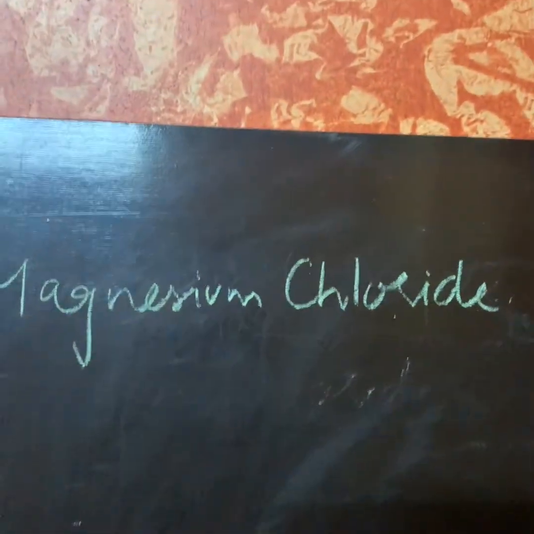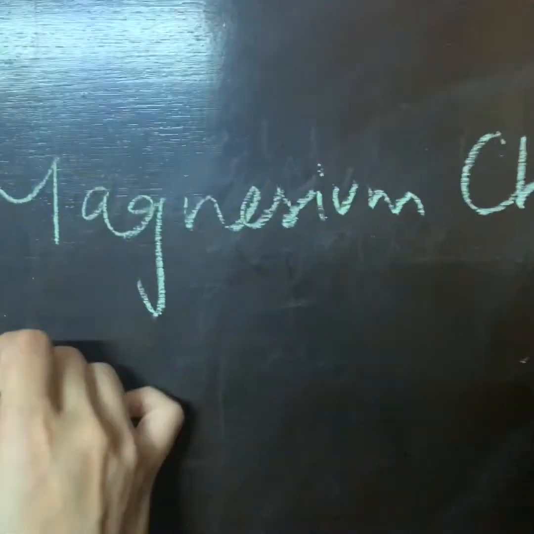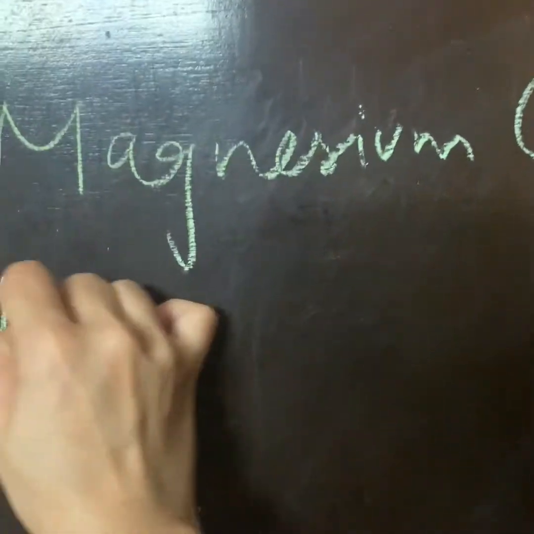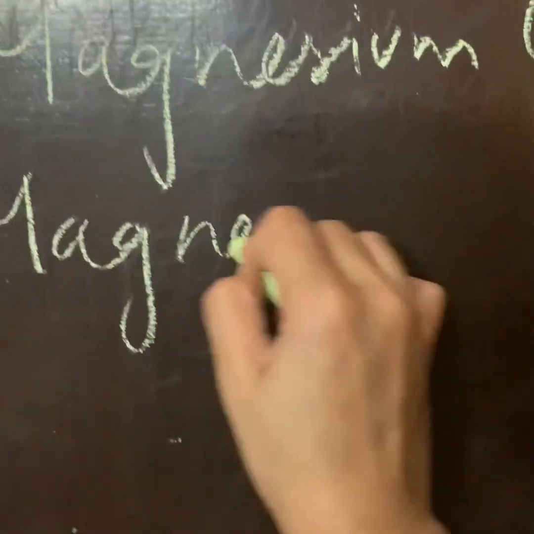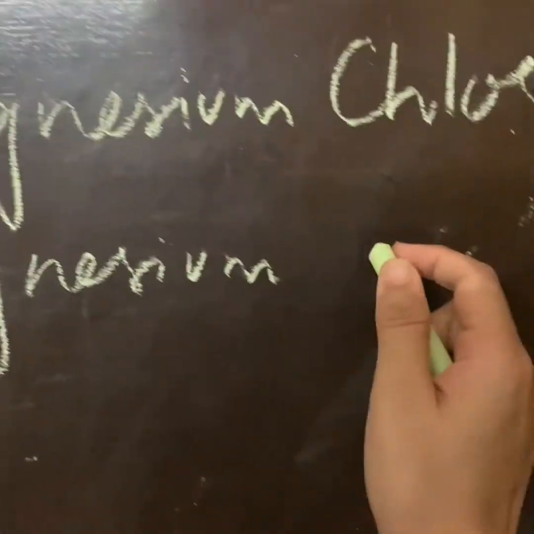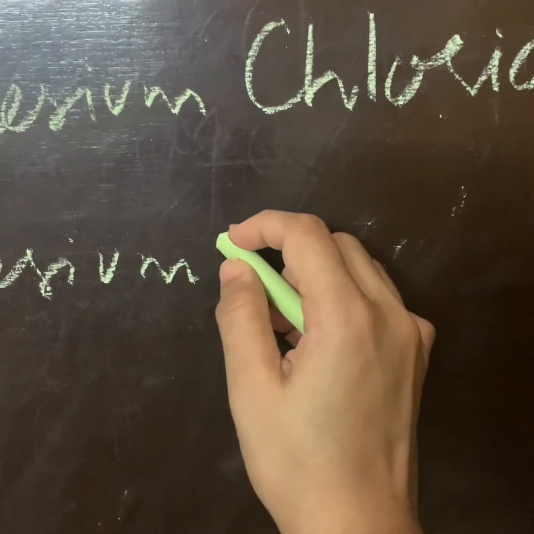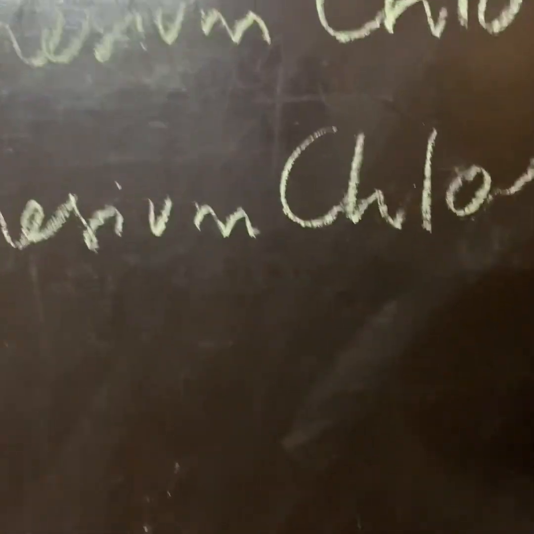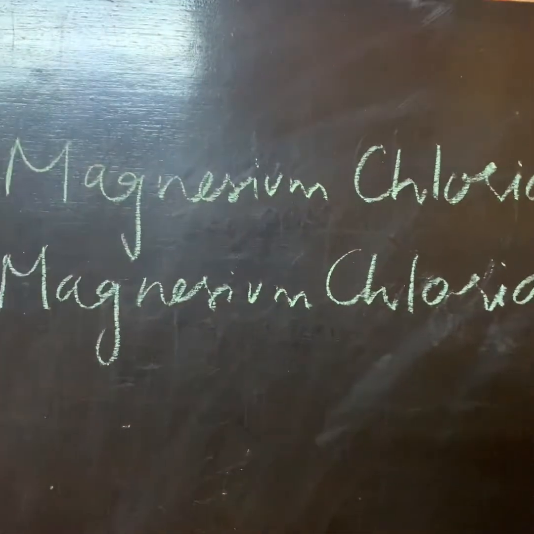Magnesium chloride. The name of the positive ion is written first, followed by the name of the negative ion. Here the positive ion is magnesium, which is written first, and the name of the negative ion is written afterwards. Here the negative ion is chloride.